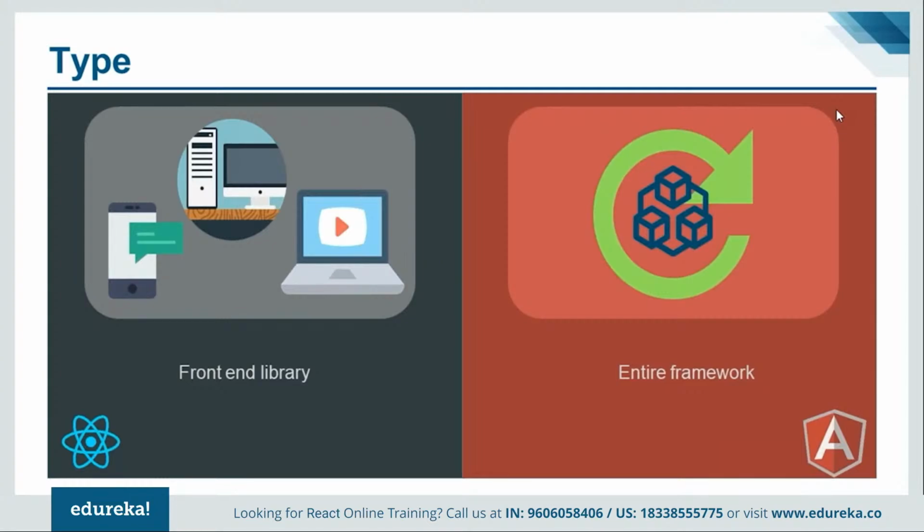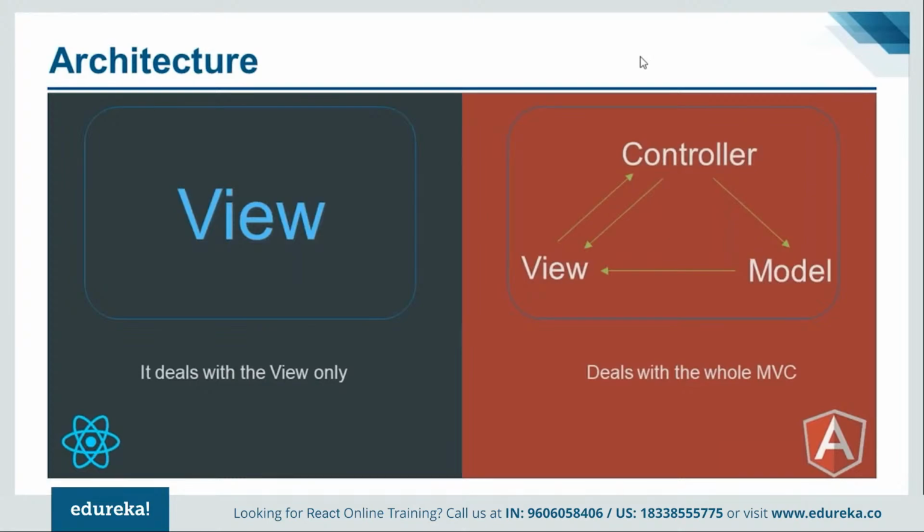In fact, both of them are maintained by different teams altogether. React has its own separate team. It started as a project from Facebook, but now it's an open source library. Whereas Angular was built by the Google team, and now again is pretty much supported as open source. So these are the key differences from the type perspective.